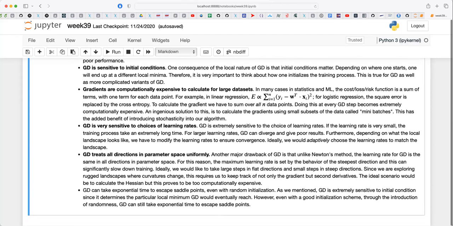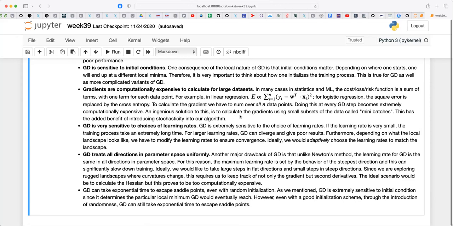Now, another point which kicks in is that gradients are expensive to calculate. In many cases, this loss function, cost function is the sum of terms with one term for each data point. If you do linear regression, you have something which runs like this. And for logistic regression, the square is replaced by the cross entropy, which we discussed last week. And to calculate the gradient, we have to sum over all n data points. And doing this at every gradient descent step can become extremely computationally expensive.